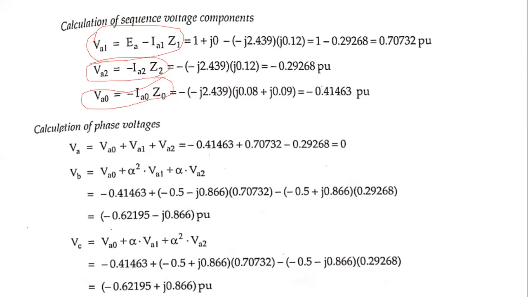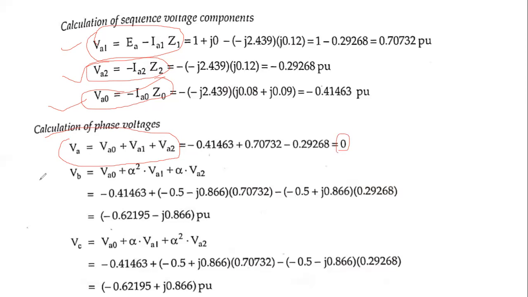Then we calculate the phase voltages. What is the formula for phase voltage? VA is equal to VA0 plus VA1 plus VA2. We already calculated the VA1, VA2 and VA0 values. Substituting these values in this equation, its value is 0.